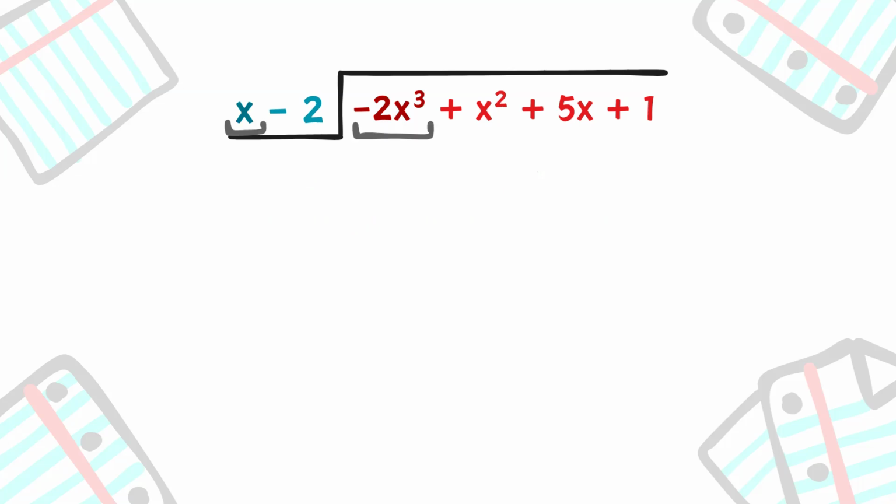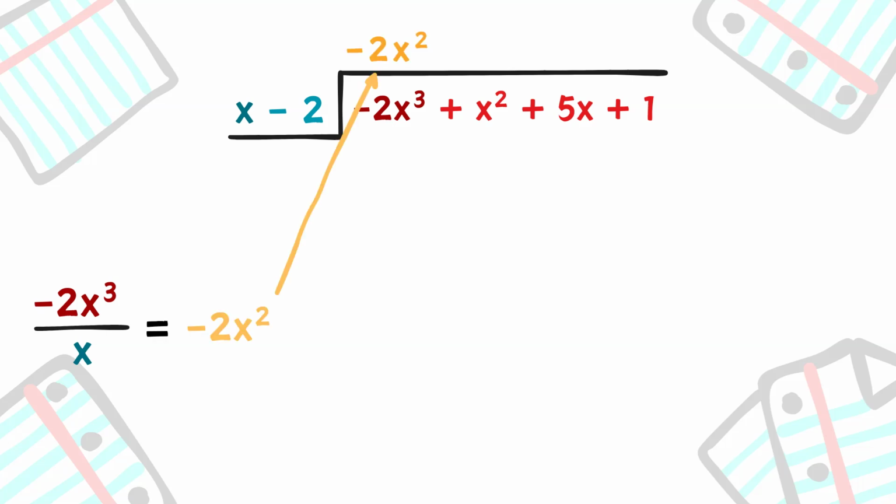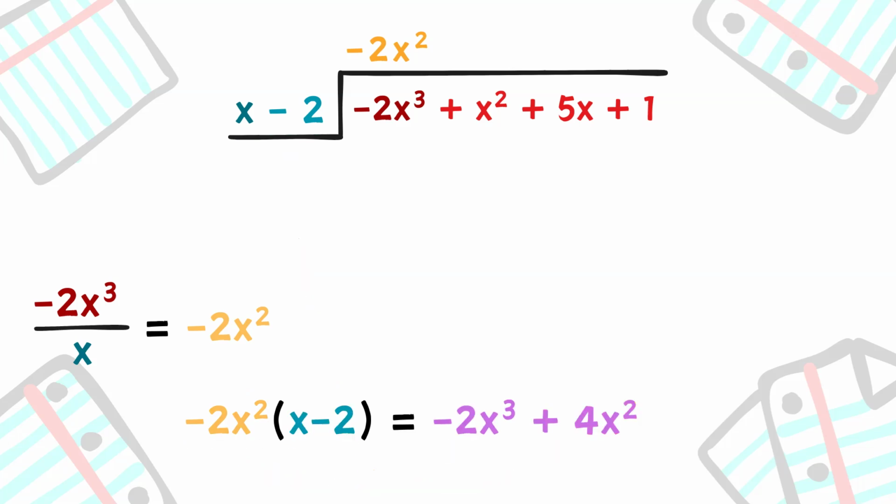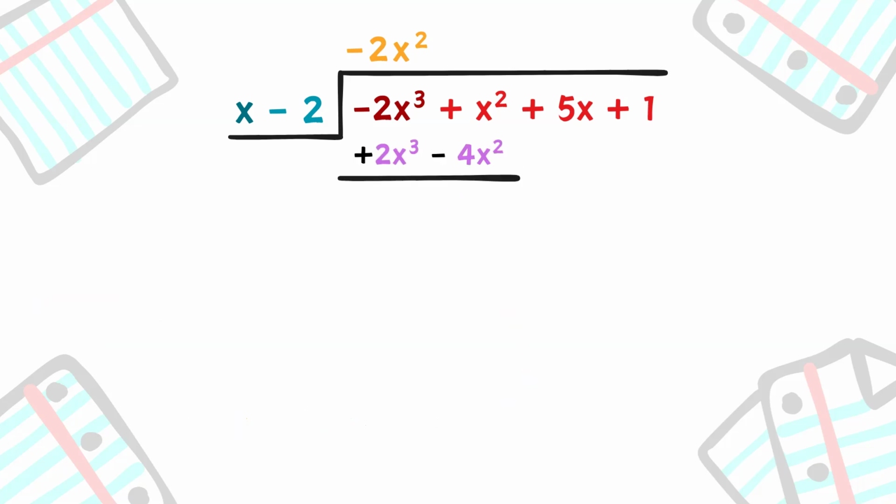Alright, let's divide. Looking at the first term of our dividend, what can we multiply x by to make negative 2x cubed? Negative 2x squared. So let's multiply this by our divisor, x minus 2. This gives us negative 2x cubed plus 4x squared. And now, let's subtract this from our dividend. The negative 2x cubed cancels out, and x squared minus 4x squared is negative 3x squared.